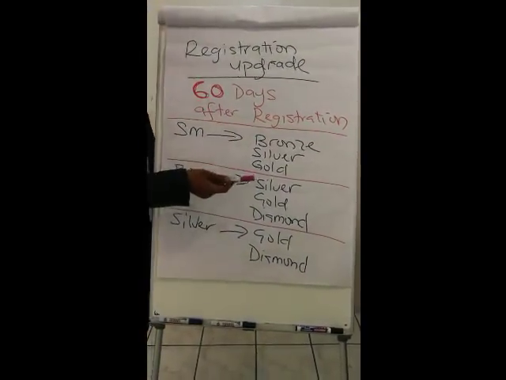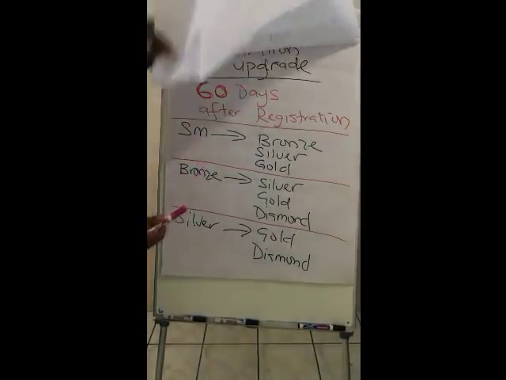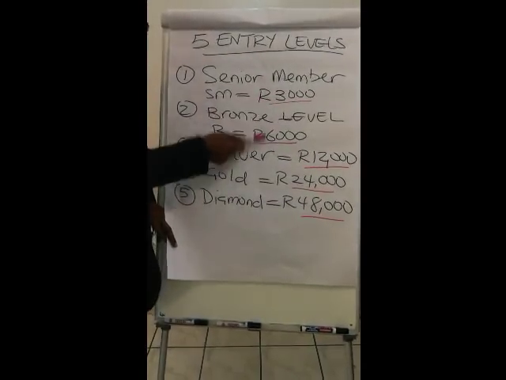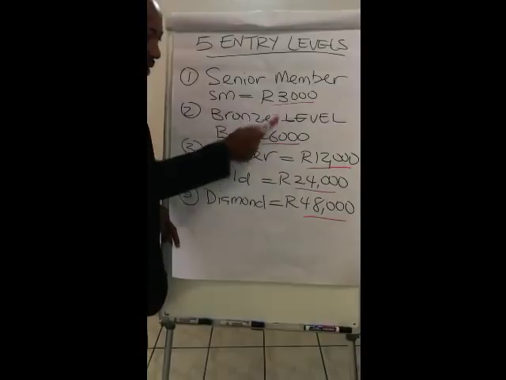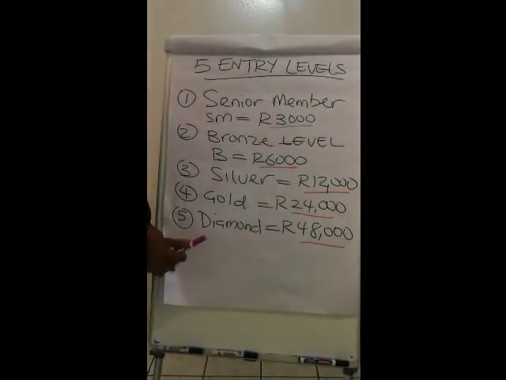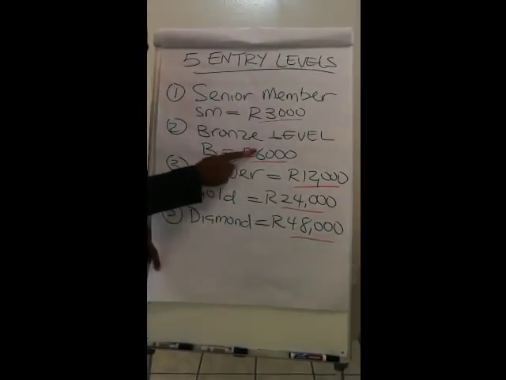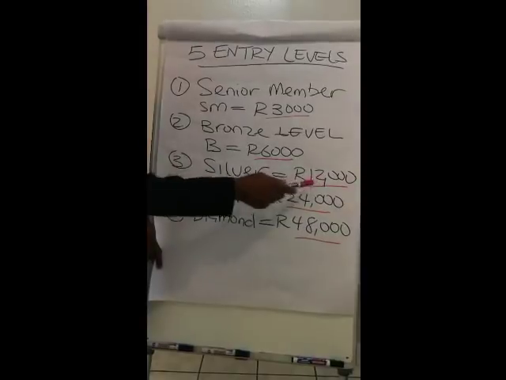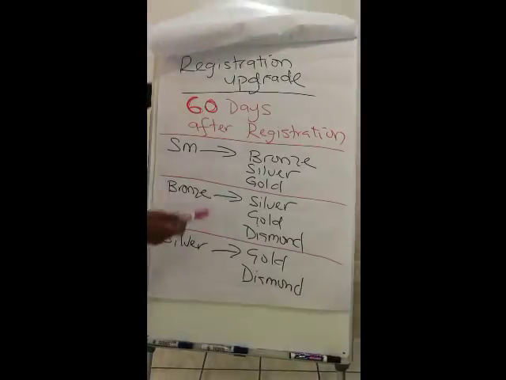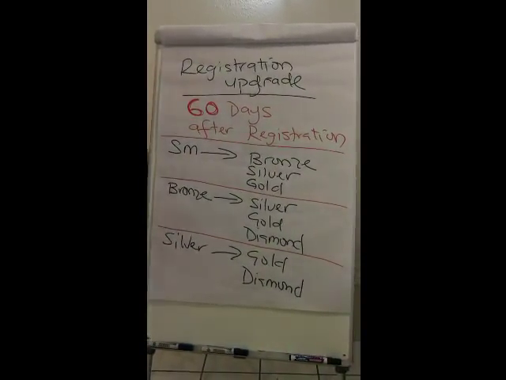And how you do that is, when you register for 3,000, let me show you this again, sorry. When you register for 3,000, if you want to upgrade to bronze within 60 days, you pay the difference, another 3,000 to 6,000, and then you get upgraded to bronze. And if you enter silver, you pay another 6,000, which is 12,000, and you will be upgraded to silver, as the case may be. So within 60 days, you can upgrade, but there's a condition that Norland has placed there.